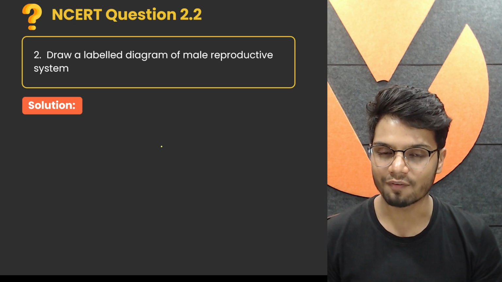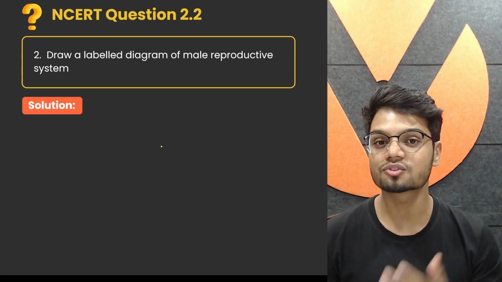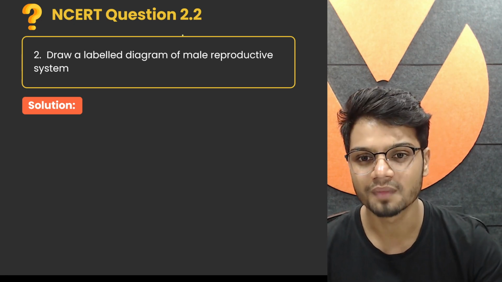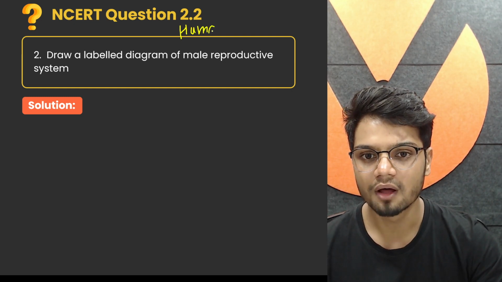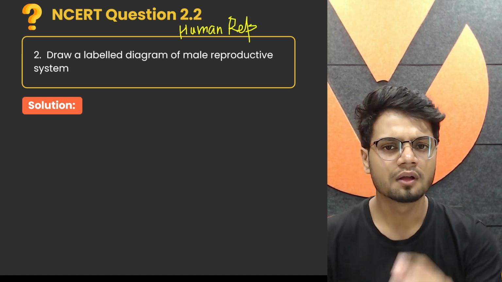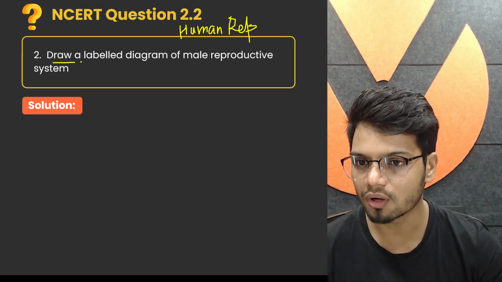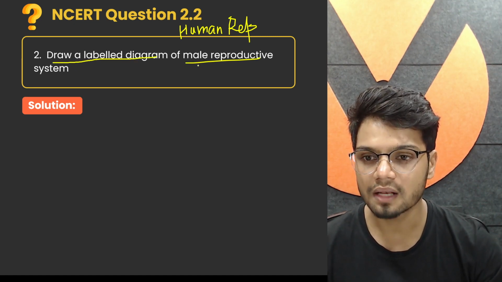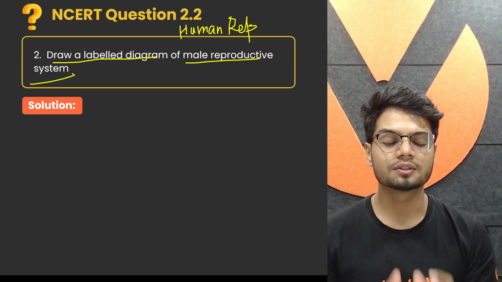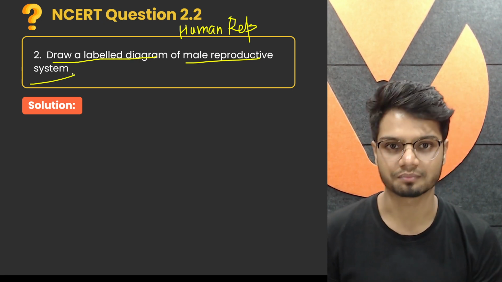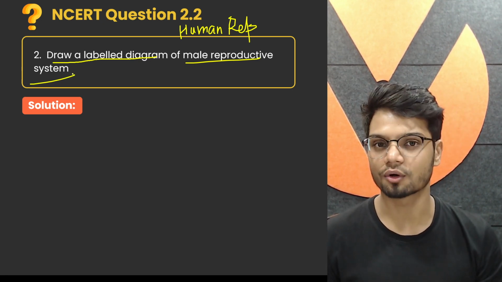Now here I have a question in front of you. I have a question from the chapter Human Reproduction. Now let's look at the question. The question is simple. It says draw a labeled diagram of male reproductive system. All they're asking you is to draw a diagram.